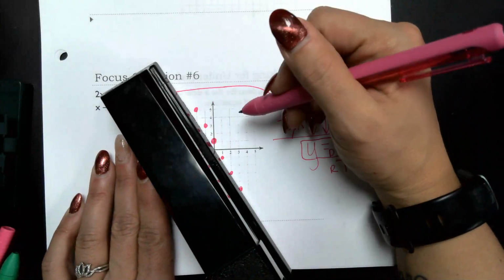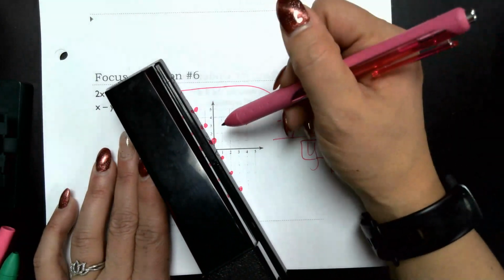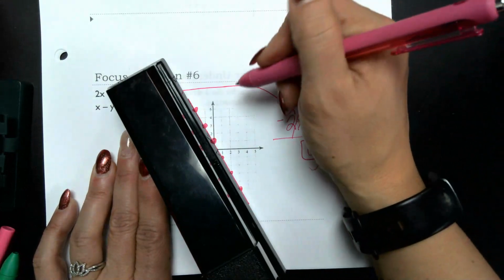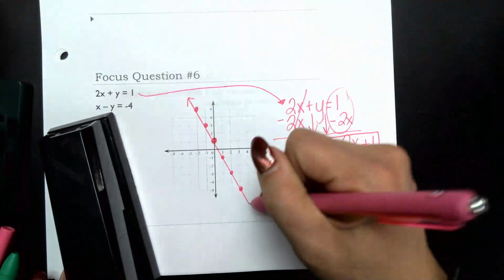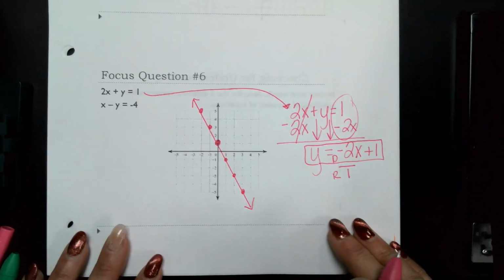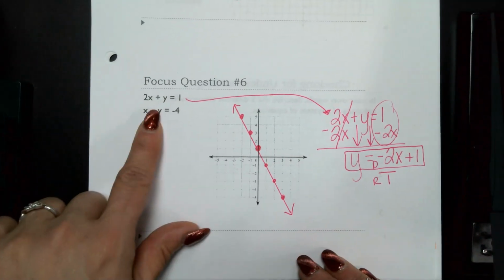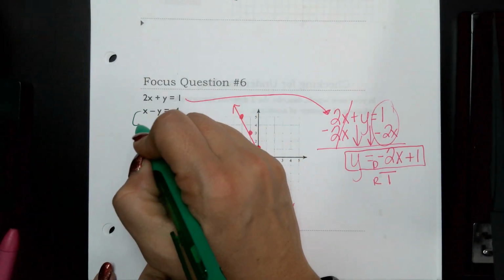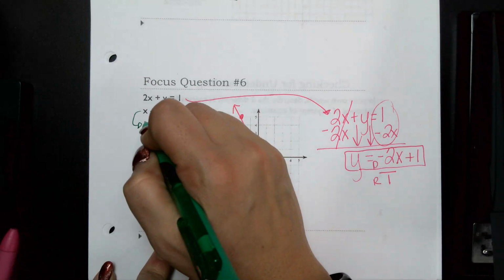Okay, look guys, make sure, put that ruler down, get all those points connected. And now our first line is done. Okay, so now we're gonna have to take this second equation and I'm gonna actually work this one out right here.